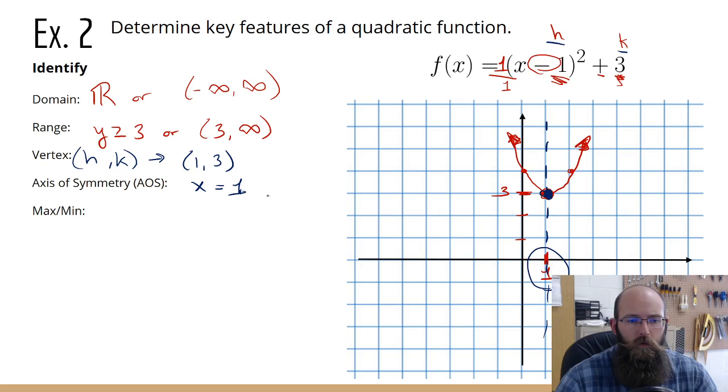All right, x equals 1. That is my axis of symmetry. So I can keep going. And, oh, I do want to note, it does have to be x equals 1. It can't just be the number 1. It is an equation of a line, that dotted line there.